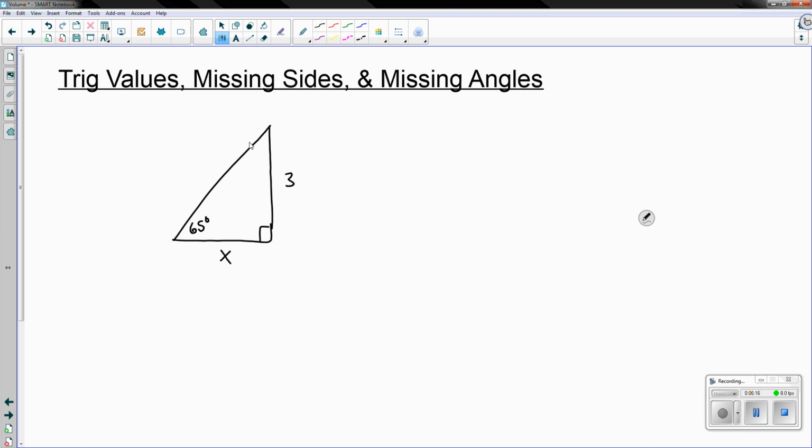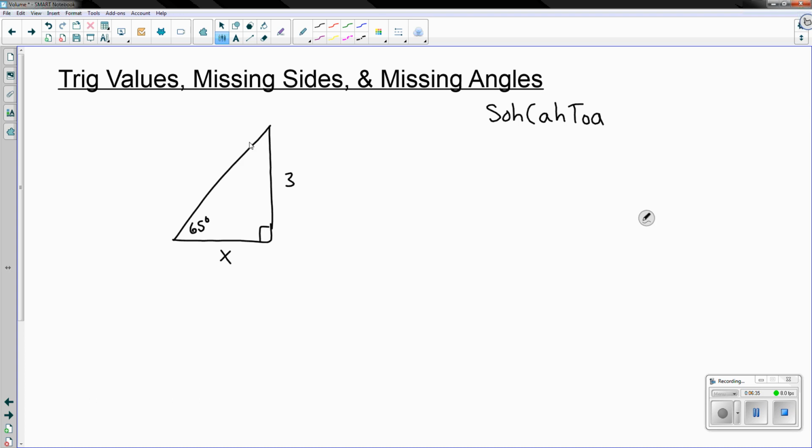So again, we don't have a special right triangle situation here, and we don't have two of the sides, so I won't be able to do Pythagorean theorem. So what can we do? We're going to stick to those primary three. We're going to write SOHCAHTOA off to the side. And here's how you find a missing side using trig.